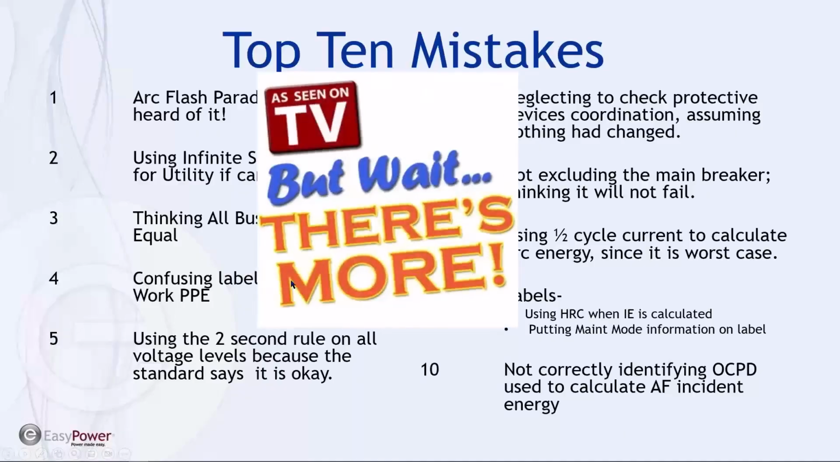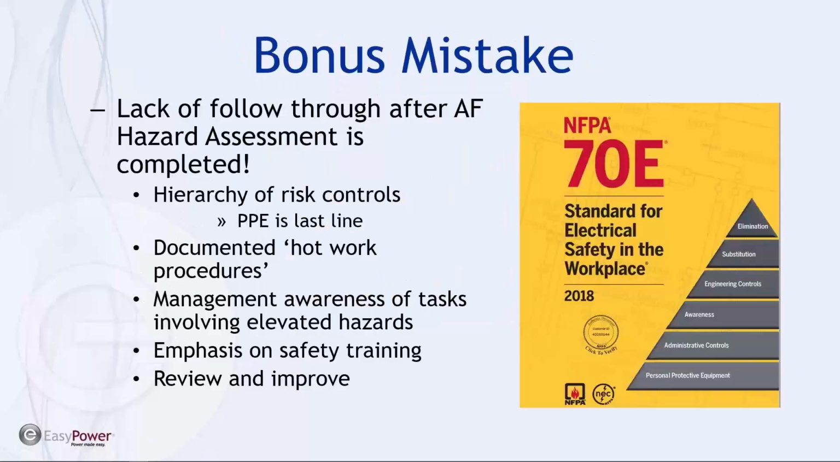But wait, there's more. And I don't mean to be too cheesy about this, but I think probably the biggest mistake that could be made, and I don't have any numbers on this, so I'm not sure how often this happens, is to have a study done and then not proceed with the follow-through that's recommended by the study. In 2018, the cover for NFPA 70E had this pyramid, which is supposed to represent the hierarchy of risk control methodology. The first thing that's recommended is elimination, which would be de-energizing, but also engineering controls, invoking things like maintenance mode or zone selective interlocking and the like.